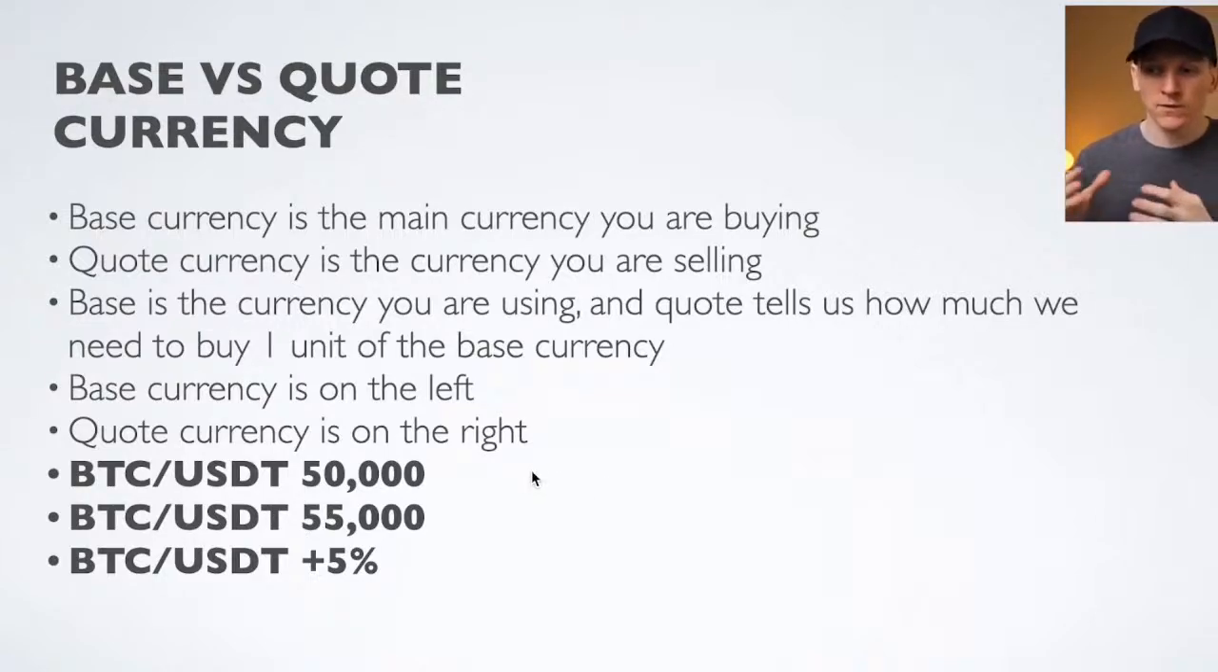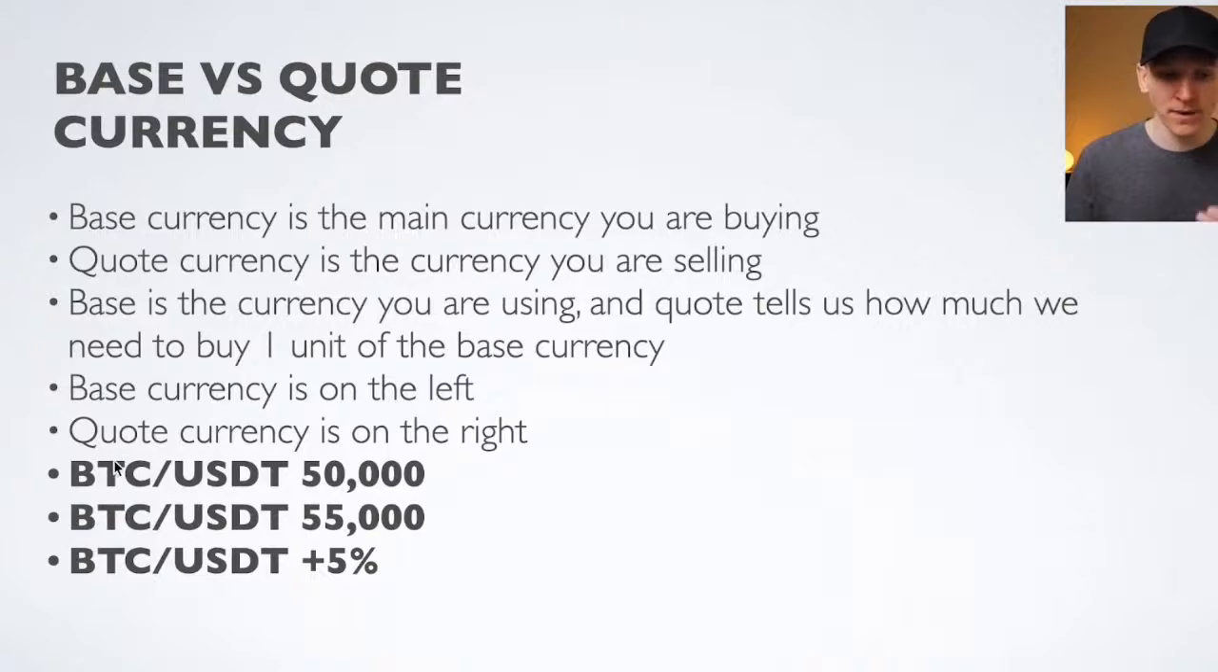So now we know that we trade currency pairs, we can look at the base versus the quote currency. This is really important to know when you are trading. Here is how it will look. The base currency is the main currency that you're buying. So if you want to go ahead and trade Bitcoin, you can see down here that Bitcoin will be on the left-hand side. That's the base currency. The quote currency is the currency that you're selling or using to buy the base currency. So the base currency you are using, in this case, we can see BTC, it's definitely Bitcoin. And the quote currency tells us how much we need to buy 1 unit of the base currency. And I'll show you the quote right here.